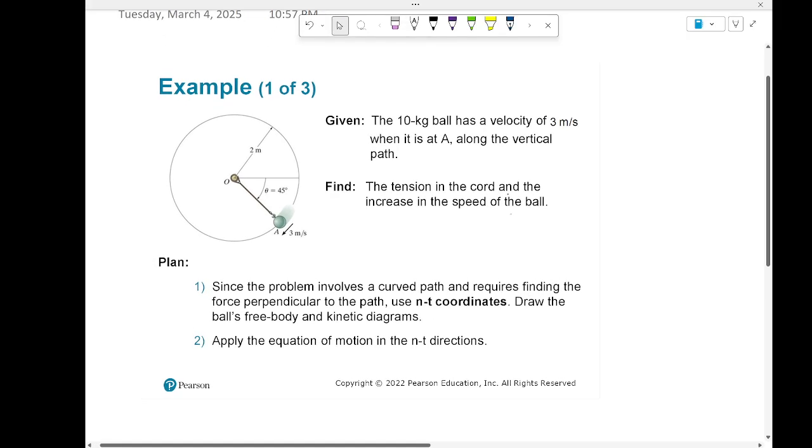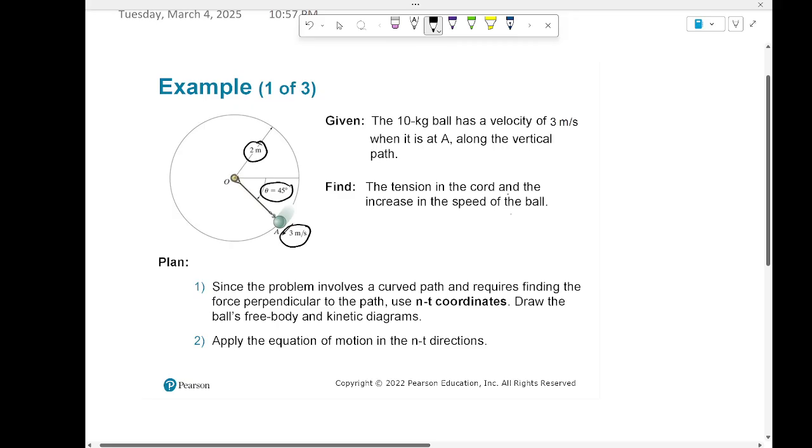It's a circular path for a ball, and this ball had a velocity of 3 meters per second, rotating in the clockwise direction, and with the horizontal line there is an angle of 45 degrees, and the radius of this circle is 2 meters. So those are givens.